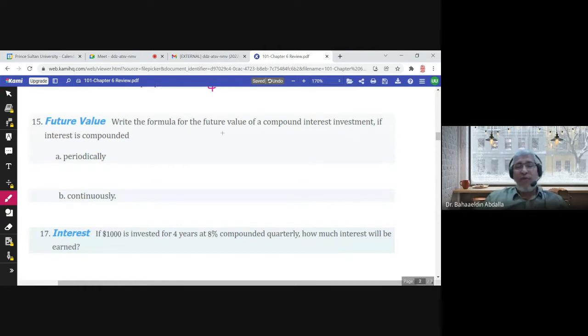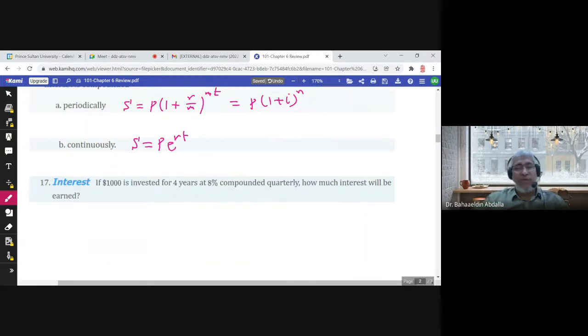Write the formula for the future value of a compound interest investment if interest is compounded periodically. Okay, we have just seen this formula that S equals P times 1 plus R over M, or you can call it I, to the power M times T, or you can call it N. So you can write it like this if you like. Continuously, S is P e to the RT. So that's the formula for compounded continuously.